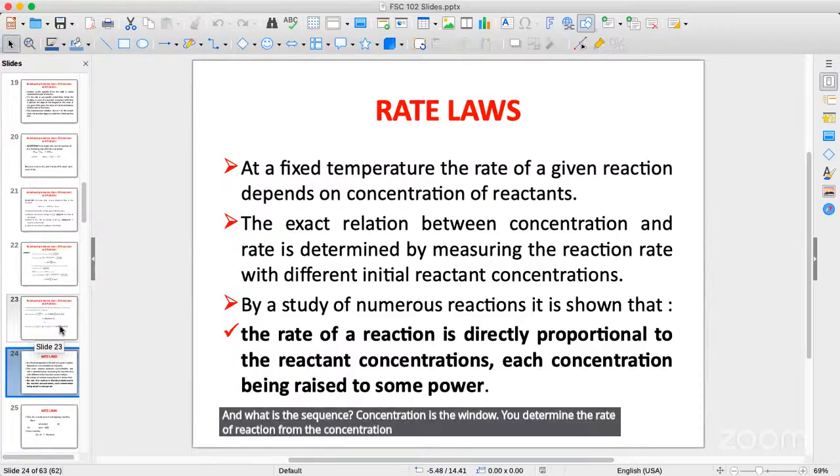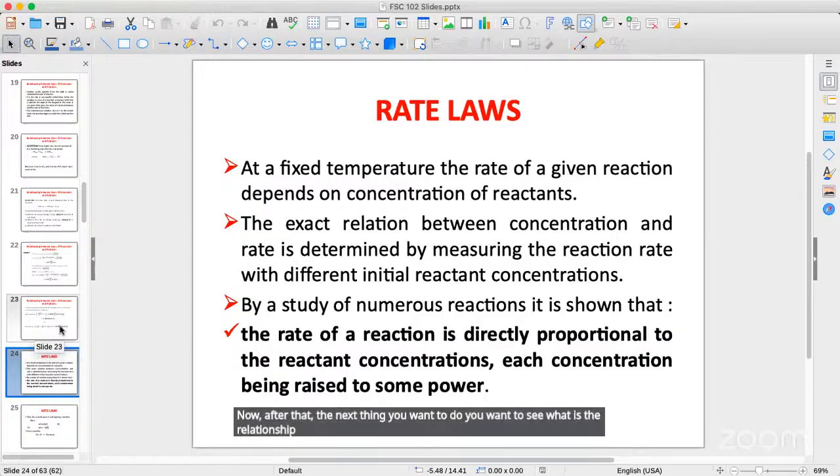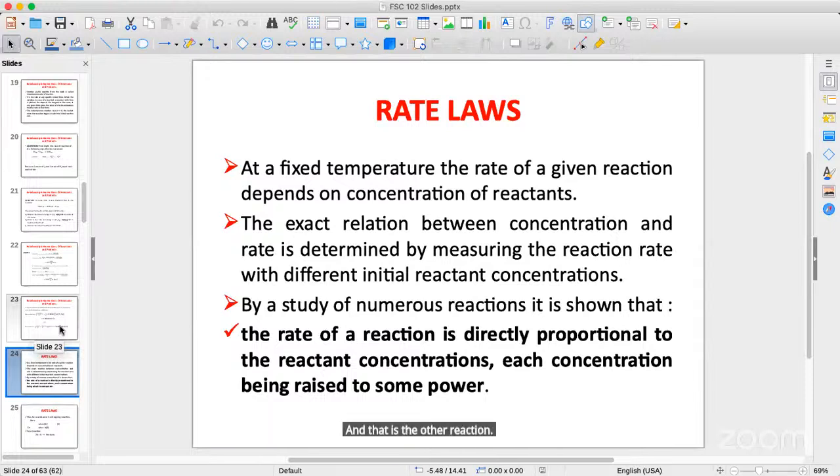Since we know that the rate of reaction itself is the change in concentration with time, that's the rate of reaction. Now, after that, the next thing you want to do is see what the relationship is between the change in concentration and the change in rate of reaction. And that is the order of reaction.